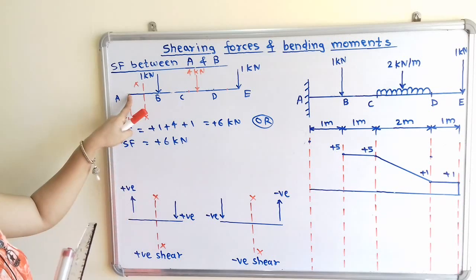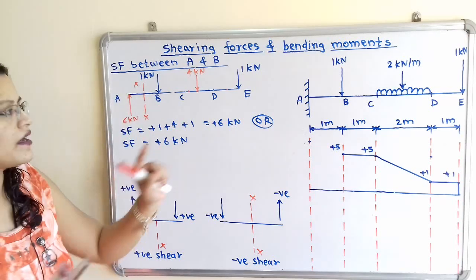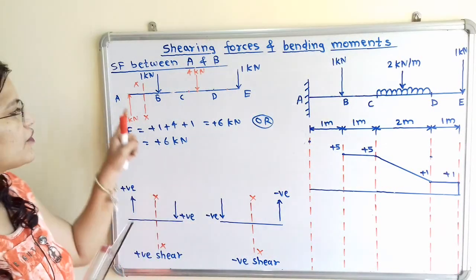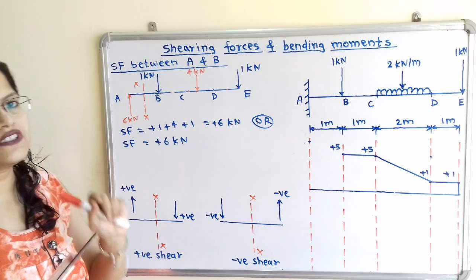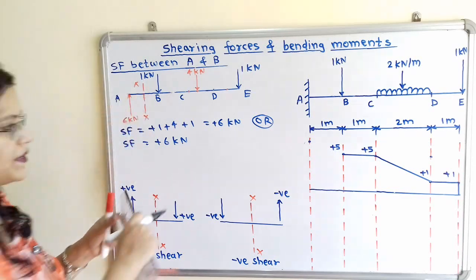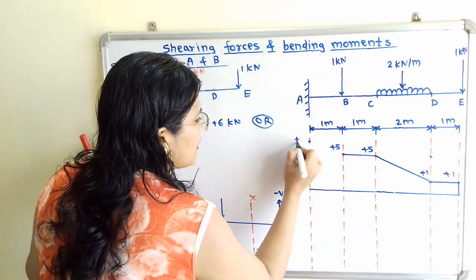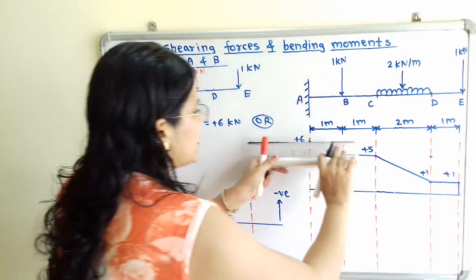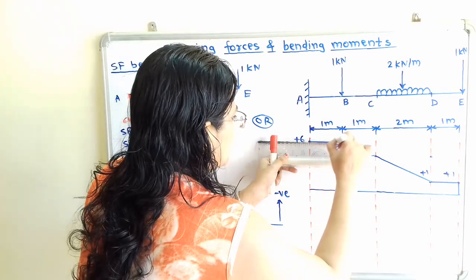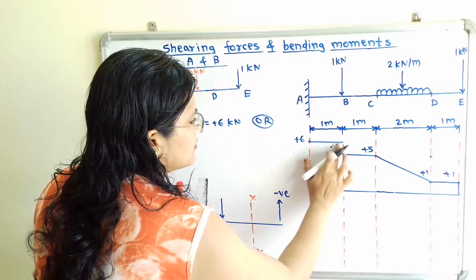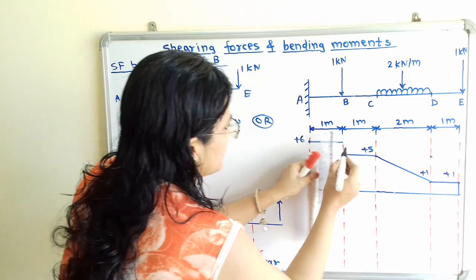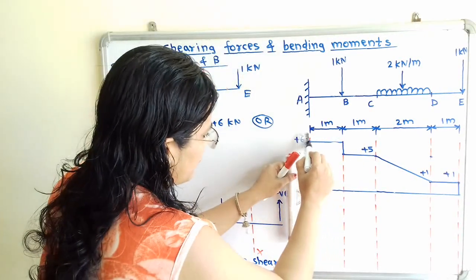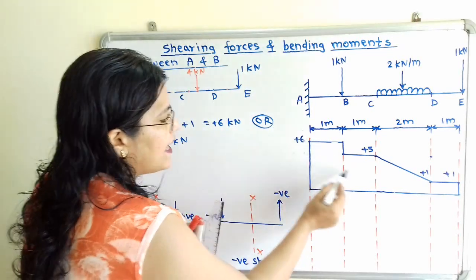Now if we observe in between A and B, there are concentrated loads or point loads. So here the shear force will remain constant throughout the section AB. So if I mark here +6 kilonewton, then in between this A and B it will remain constant. So I will show here, and we will join these 2 points, and we will join the end point also. Now we will highlight this area.